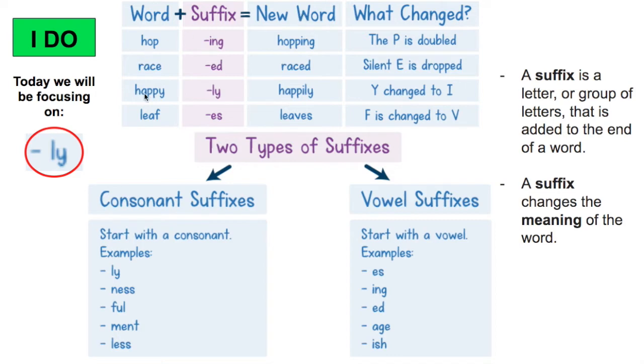So if we look at the example here for happy, if we add a li on the end, we need to actually change the Y to an I, so it makes it happily. Now today we'll be focusing on the li sound. And you can see that happy and happily are two different words. So adding the li sound changes the meaning of the word to happily. So that's what a suffix is.